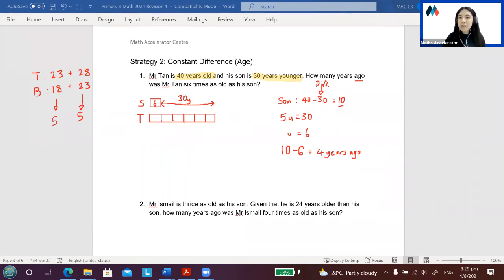Oh, I see. Sorry if I pronounced it wrong. My pronunciation is not very good sometimes. But anyway, yes. Question 2.